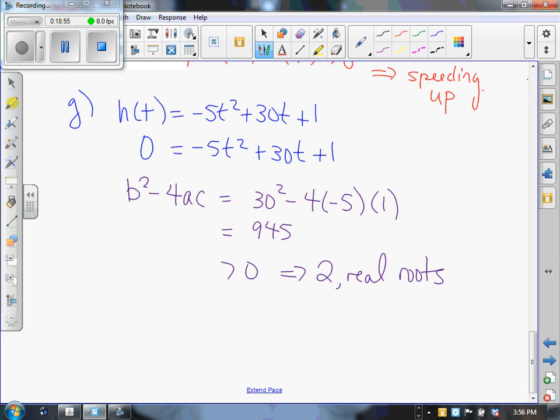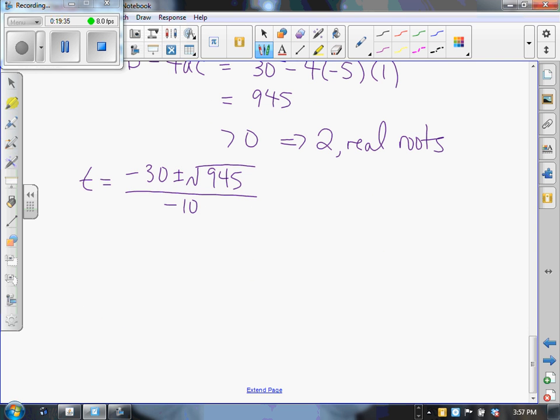We'll suspect, obviously, with a y-intercept of 1 for a parabola opening downwards, that one of the roots is negative, the other positive. So let's go ahead and determine those values of t, where h at t is 0, by using our formula. So we'll take the negative of b, which in this case is 30, plus or minus the value of the discriminant divided by 2 times a, which is double negative 5, so minus 10.